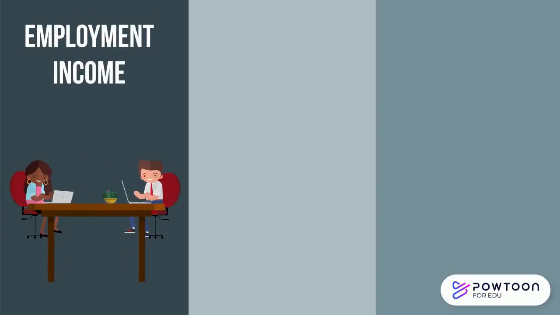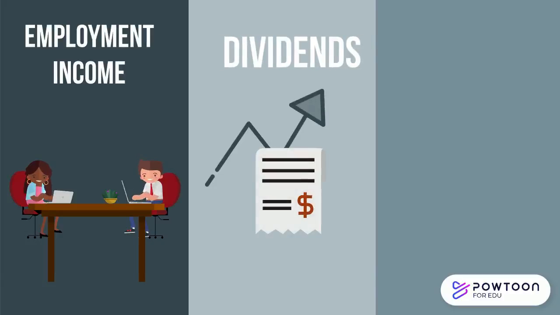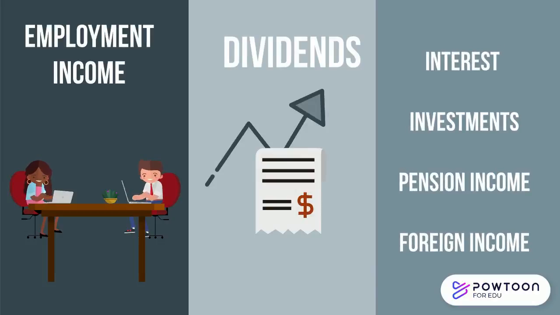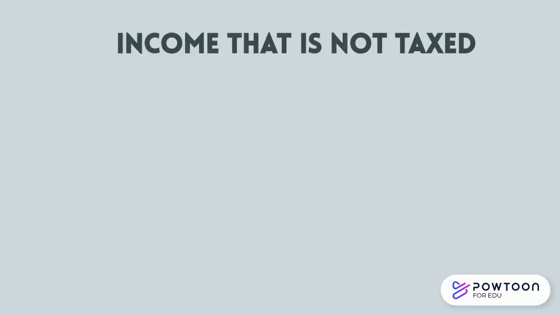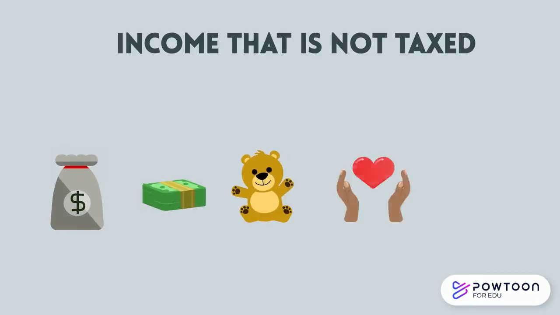Sources of income that get taxed include employment income, regardless of whether you work for a company or are self-employed, dividends, interest, profits from investments, pension income, and foreign income. They'd all be taxed, a percentage of them being collected by the CRA. Now, income that wouldn't be taxed include lottery winnings, inheritances and gifts, child benefit payments, life insurance payouts, and scholarships.